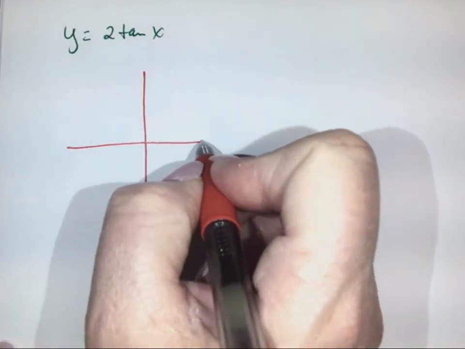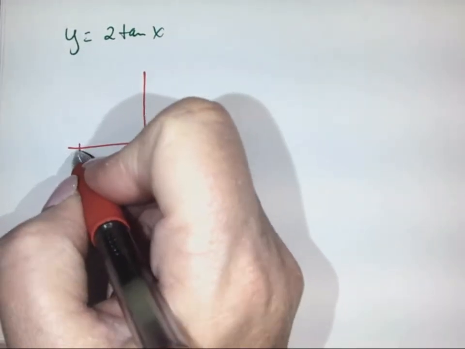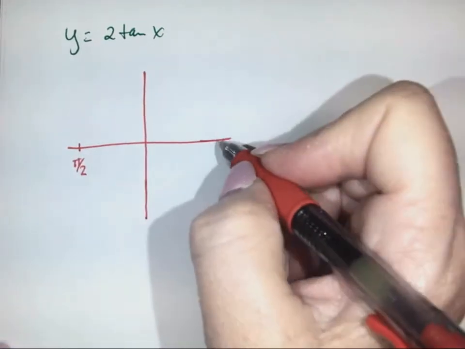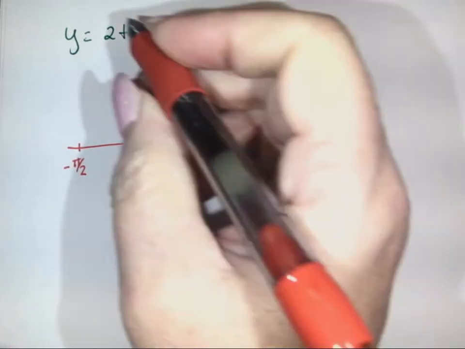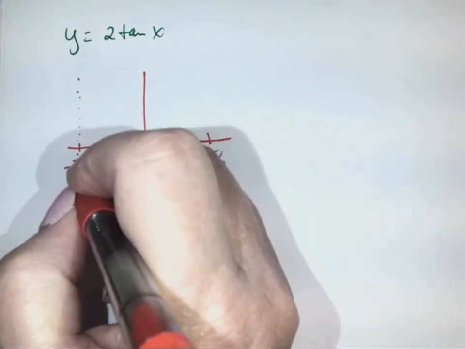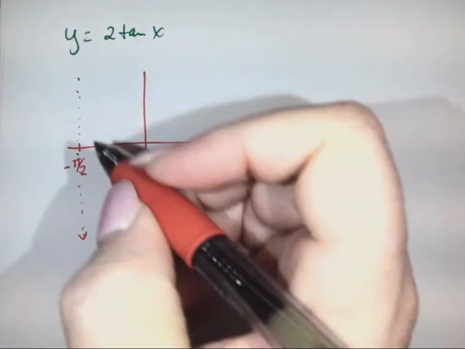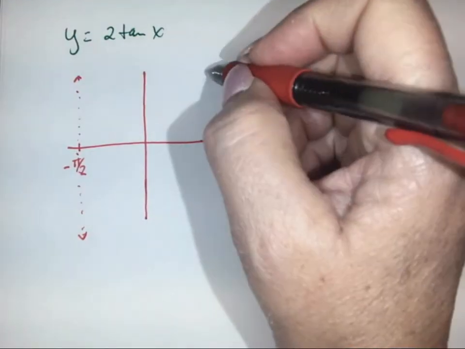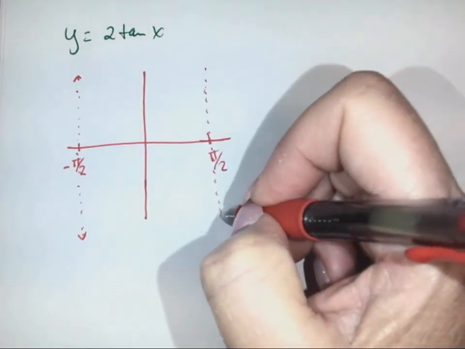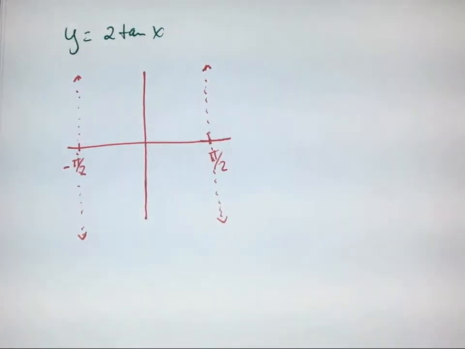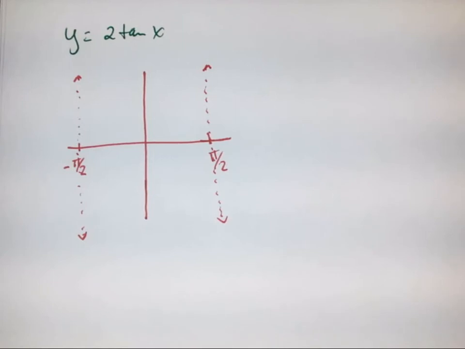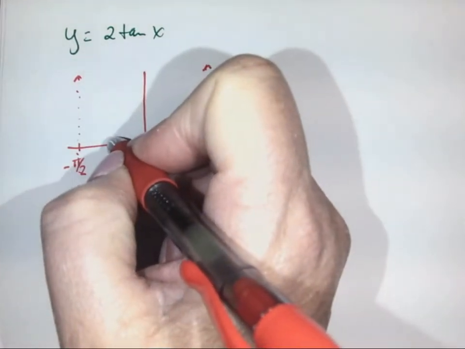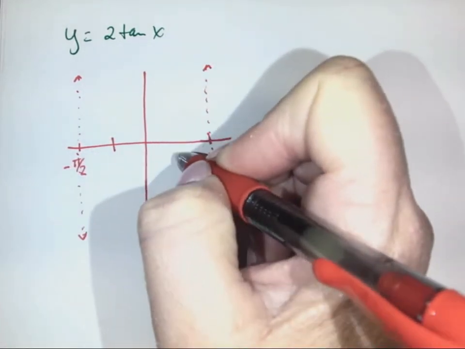So I'm going to draw this. We know that on the outskirts here we have negative pi over 2 and we have pi over 2. And these will be vertical asymptotes. They've got arrows on either end. I'm going to draw my asymptotes first. And I know basically what happens with my tangent graph. So I'm going to draw a tangent graph and then we'll multiply it up. All right, so we've got this one and this one.